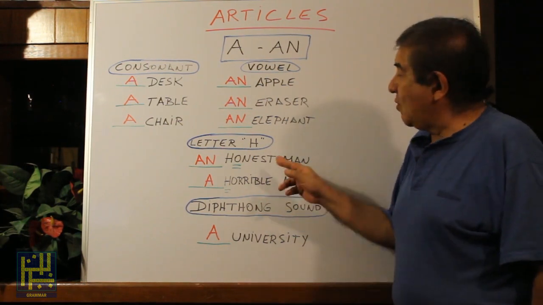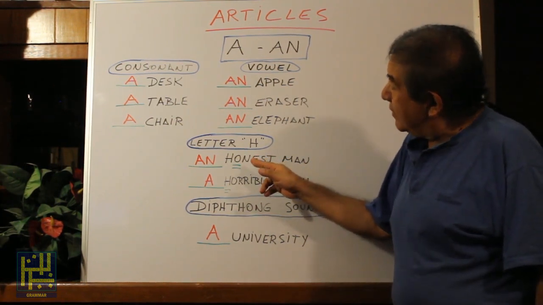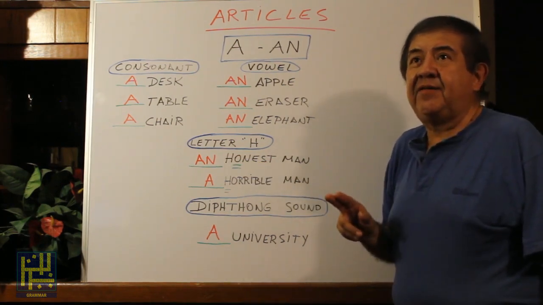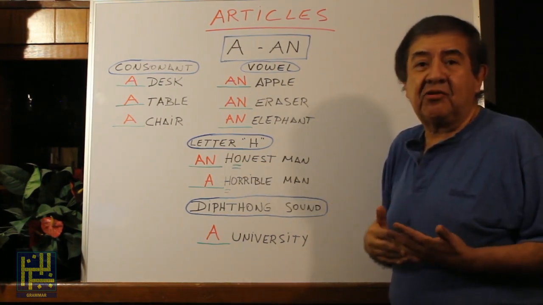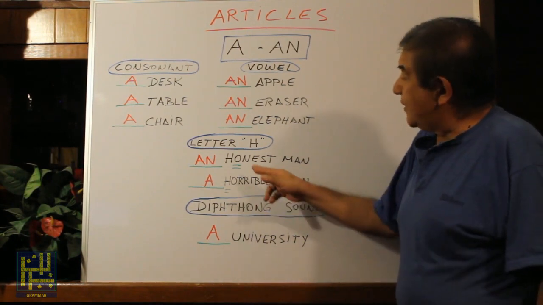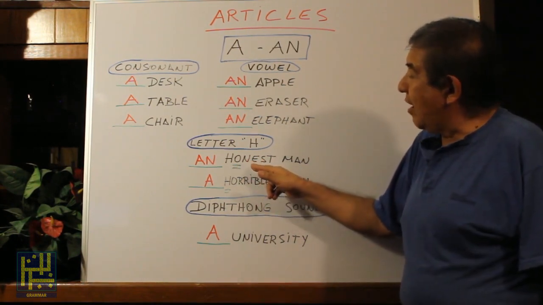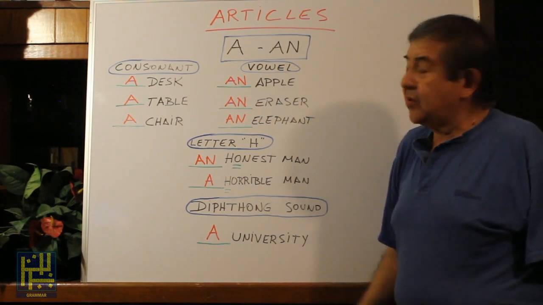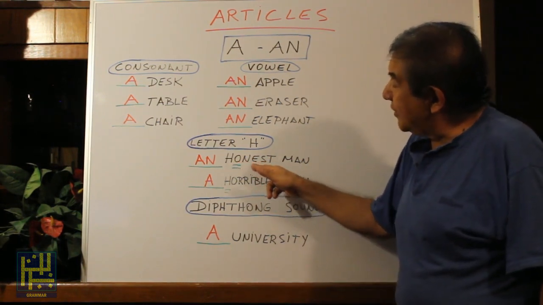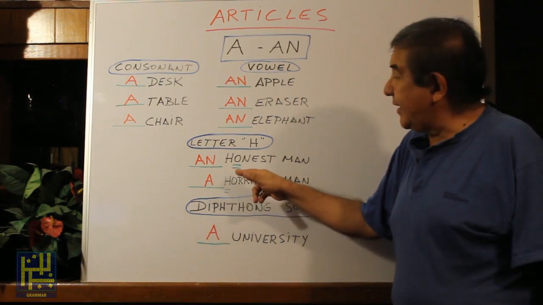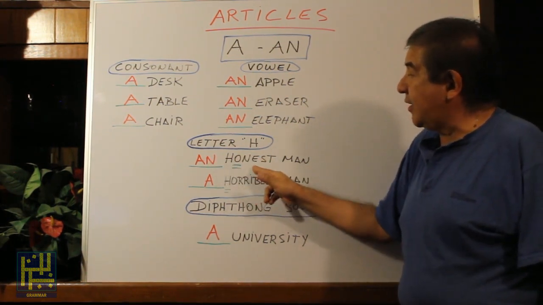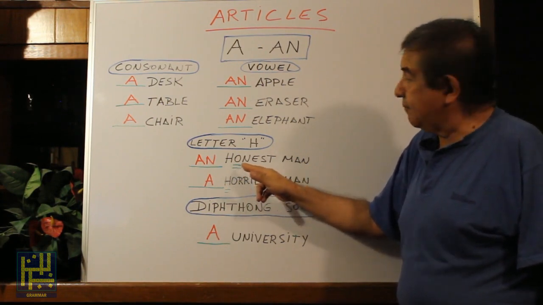Now, when we have a noun beginning with the letter H, we have to see if the H is pronounced or not. In this case, for example, the word honest, you don't pronounce the letter H. So the first sound of the word is a vowel. So in this case we say an honest man, because the first sound of the noun is a vowel.